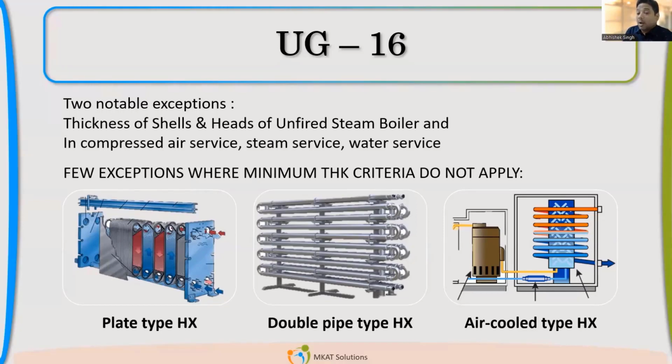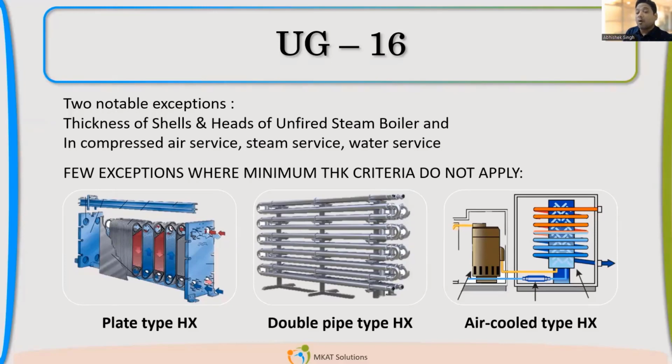Now for unfired boilers, shell and head types, the minimum thickness requirement is 6 mm. I cannot go below 6 mm for heads and shells of unfired steam boilers. I hope that is clear. You'll have to add corrosion allowance if it is applicable. So 6 plus, if 3 mm is the corrosion allowance, 9 mm will become the minimum required thickness. That is for steam boilers.